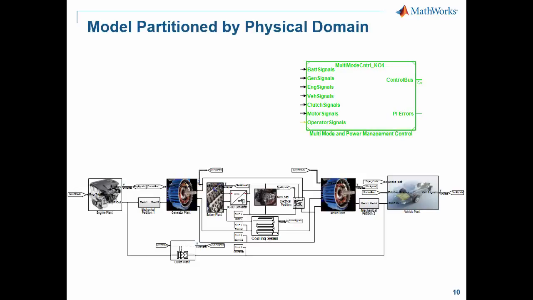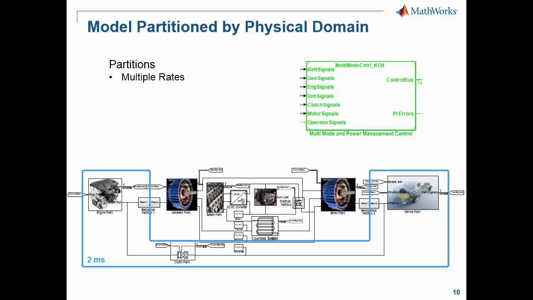Another topic I would like to discuss is how we partition the model by physical domain. You may have noticed that we have multiple SimScape local solver blocks in the model. Each local solver block runs on a different fixed time step. The blue boundary contains the mechanical system partition, which includes the engine, clutch, and drivetrain. A 2 millisecond time step is used.